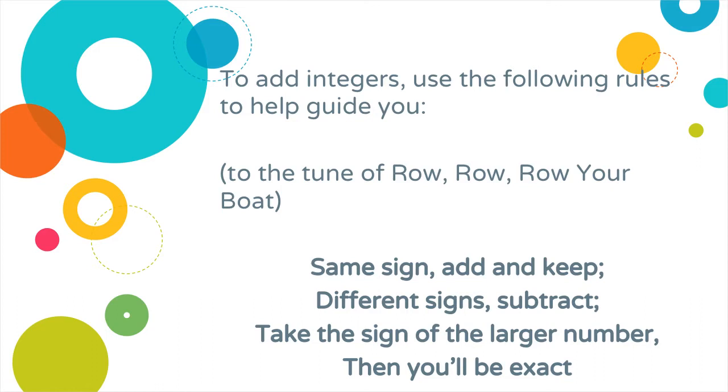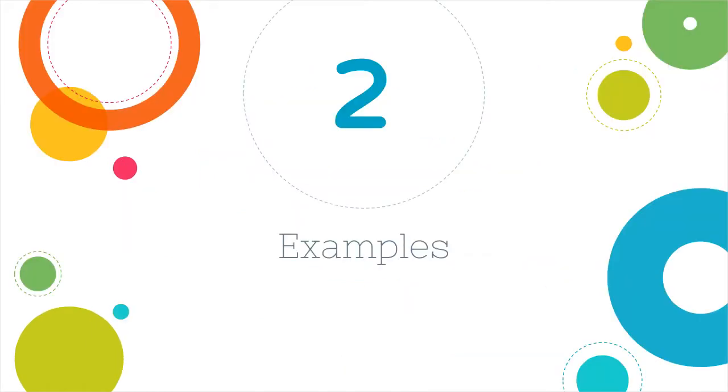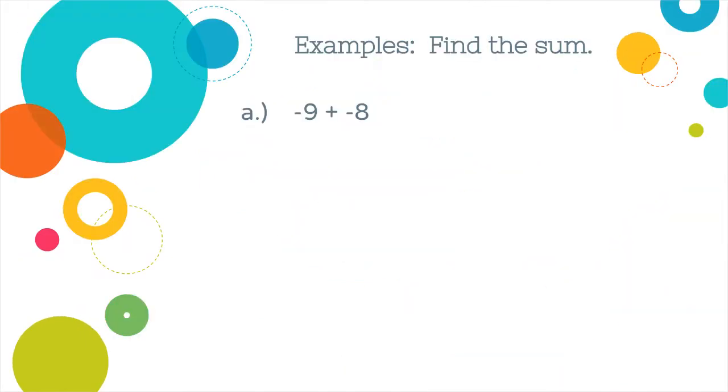The next line says take the sign of the larger number. So if you are subtracting, whichever number is the bigger number, you take the sign in front of it and that goes in front of your answer. And that's how you are exact. Let's look at some examples.